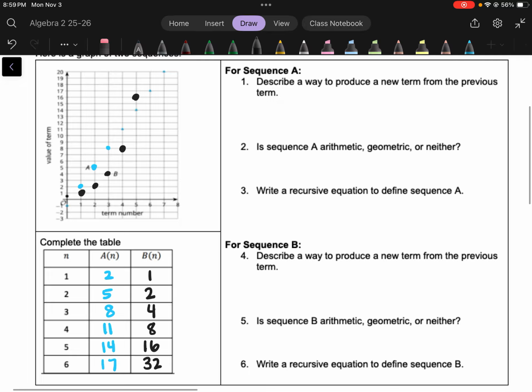Okay, so then it says describe a way to produce a new term from the previous term. So for sequence A, what are you doing with 2 to get 5? And then 8, and then 11. So are we adding the same thing every time? Are we multiplying to get to the next term every time? Hopefully you're thinking we are adding 3 to the previous term to get to the next term.